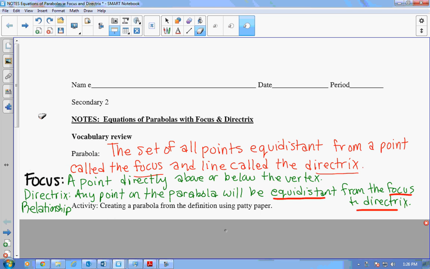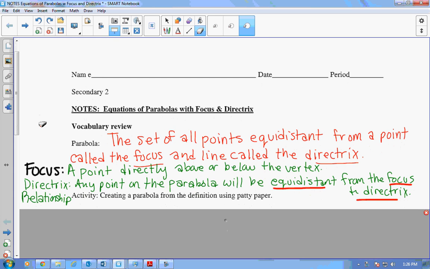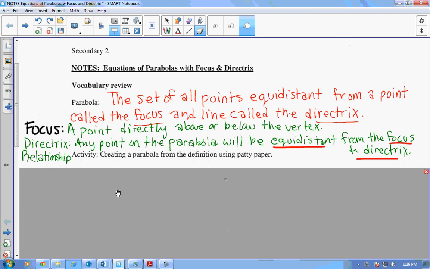Okay. So, notes: equations of parabolas with a focus and directrix. Directrix is another new vocabulary word, right? But we do know what a focus is, and we've had some experience with focus. Today we're doing it with parabolas, though.